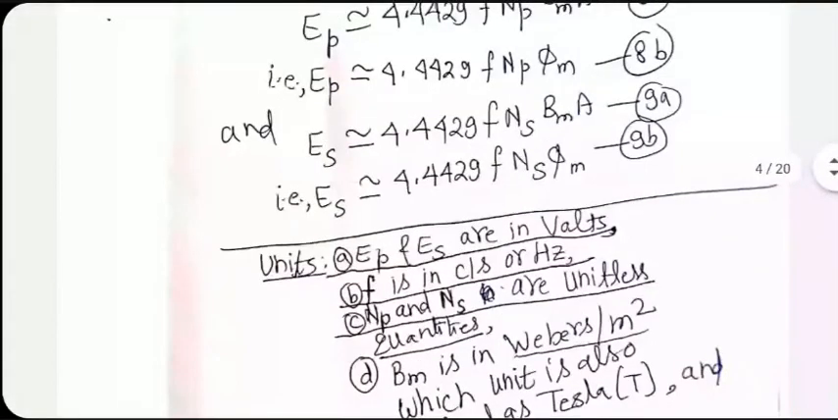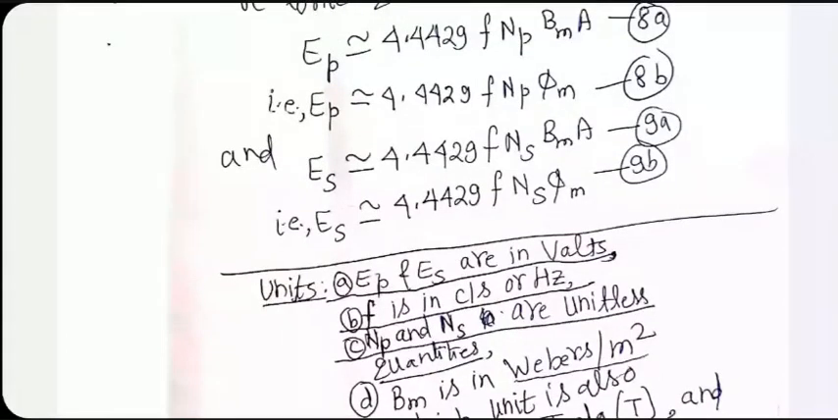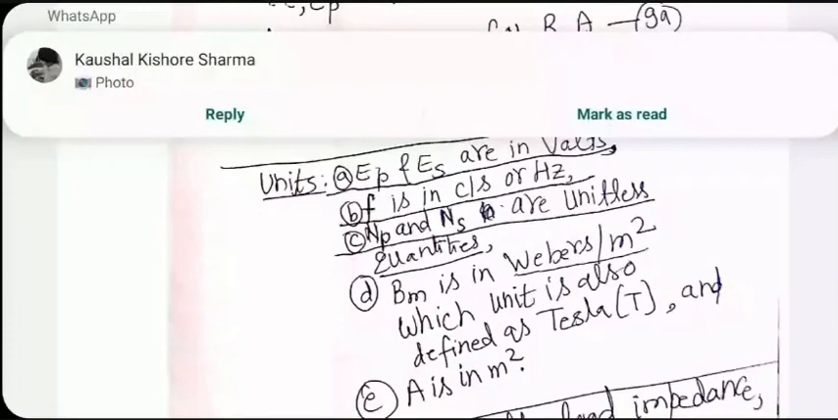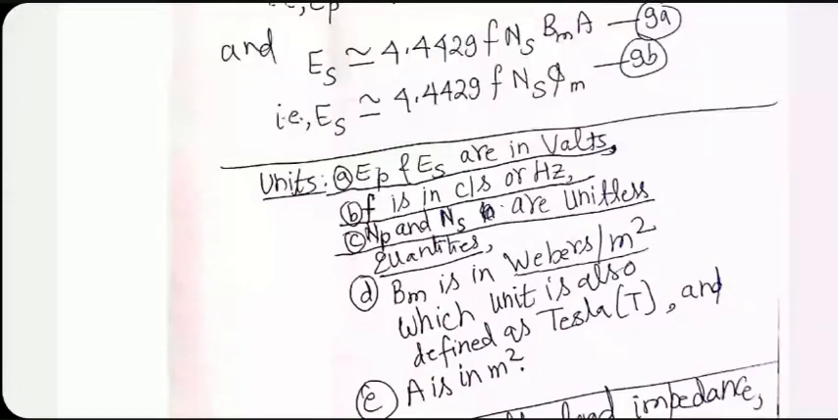You have to be very clear about the units. EP and ES are in volts, F is in hertz or cycles per second. NP and NS have no units. BM is in Webers per meter square, which is also known as Tesla. 1 Tesla is 1 Weber per meter square. And area is always in meter square.